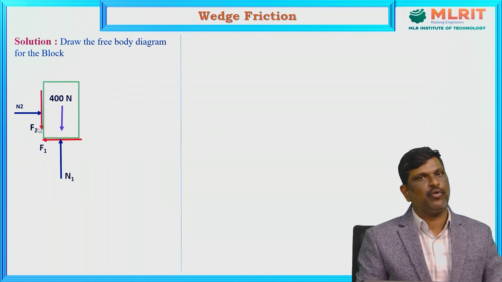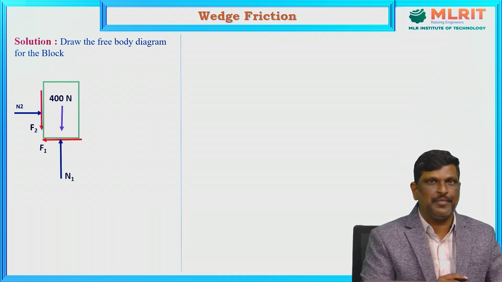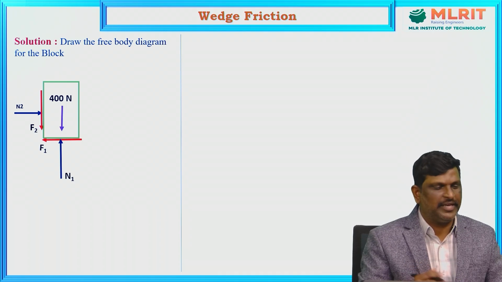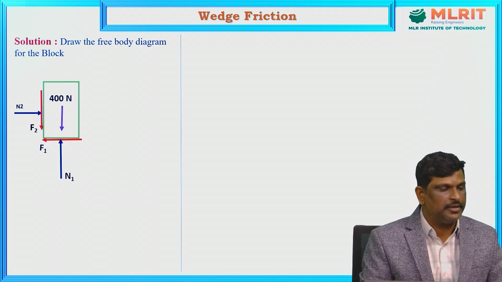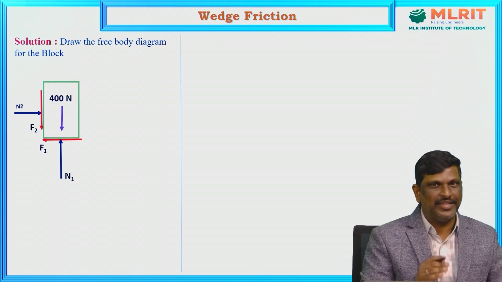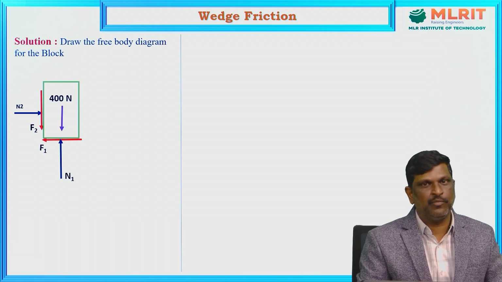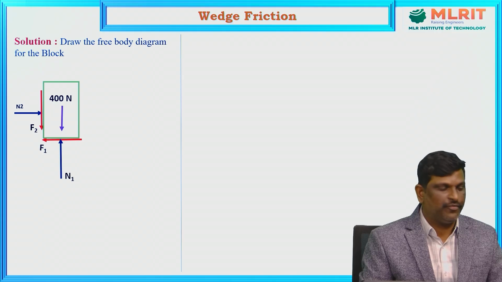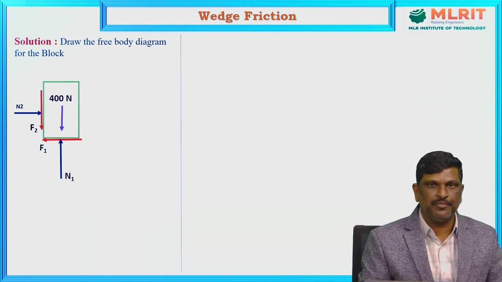This is the key point for solving the problem. Remaining all, we can apply equilibrium equations and solve them. The only key point is taking the direction of friction when the body is not actually moving. So knowing all these values, let us move forward to find the solution by applying static equilibrium equations.